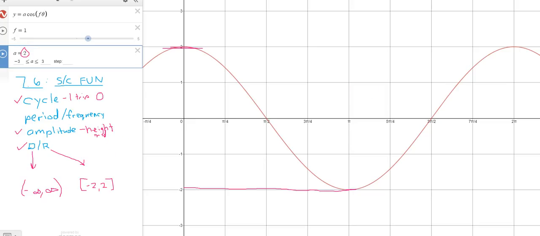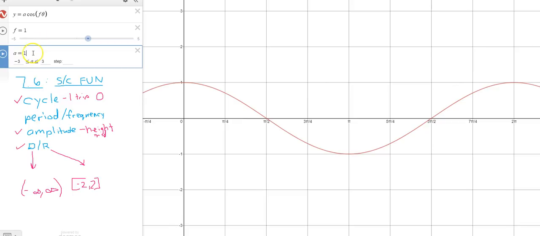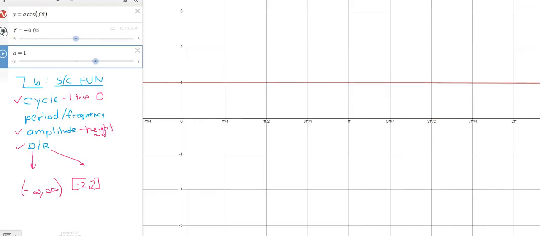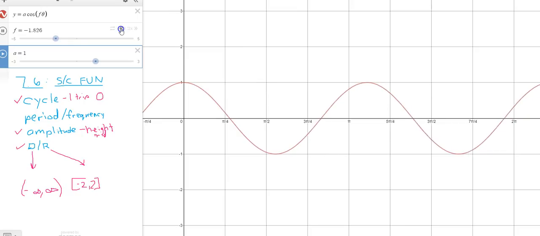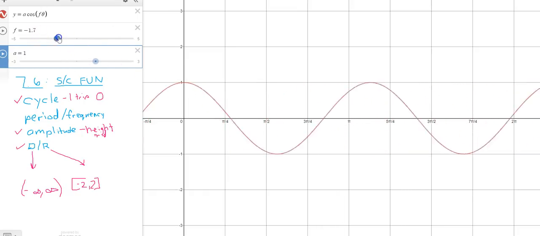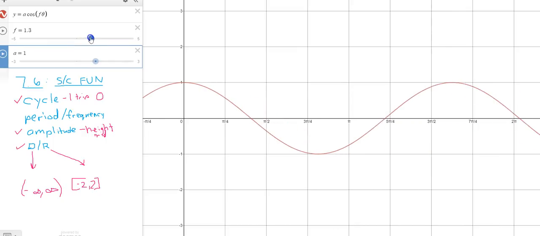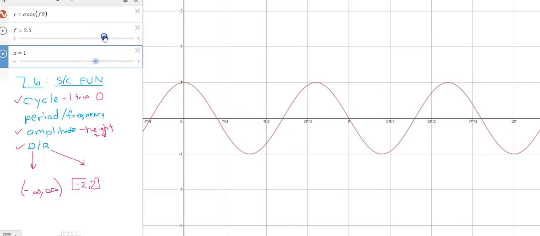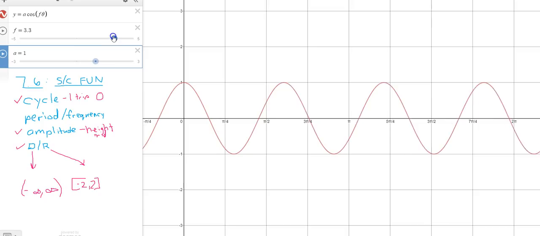So we've talked about domain and range. Okay, so the last thing we need to talk about is period and frequency. And so frequency is multiplied by our angle. So I'm going to click play here and see what happens. So let's slow that way down. So notice as this F changes right here, as it gets higher and higher, what's happening?